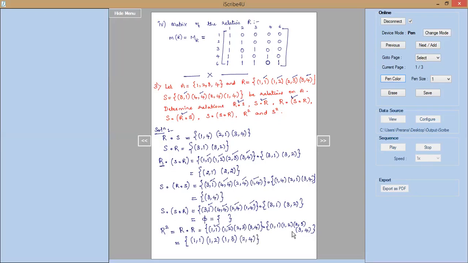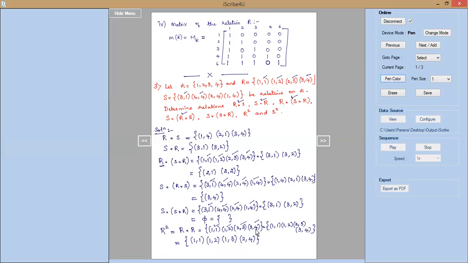(2, 4). If you observe, those are the only elements we have, because (2, 3) is ending with 3 and here (3, 4) is starting with 3. So (2, 3), (3, 4) gives us (2, 4), and (2, 3) work is over. This is an element (3, 4). There is no element starting with 4 here. So (3, 4) work is over.